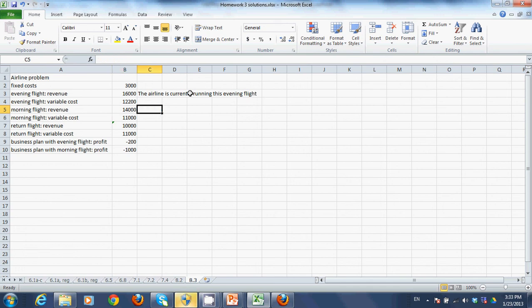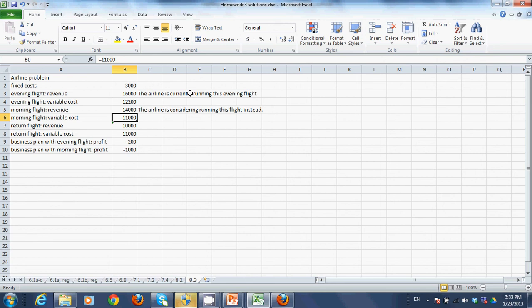So morning flight, the airline is considering running this flight instead, and they'd make lower profits, but they'd also incur less costs. Basically, they make lower profits because they get about 10 fewer passengers, but they incur lower costs because they don't have to leave the plane overnight in New York. So the return flight, no questions about how that's going to be done, and they earn $10,000 on that, incur $11,000 in variable cost.